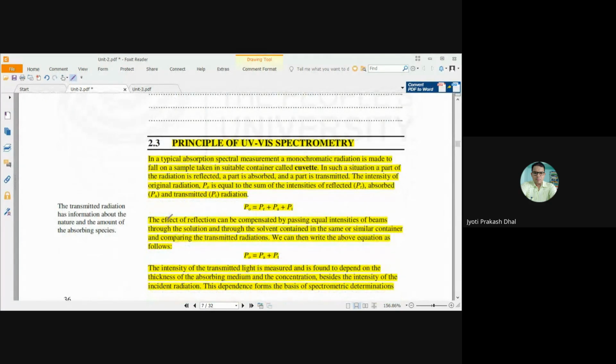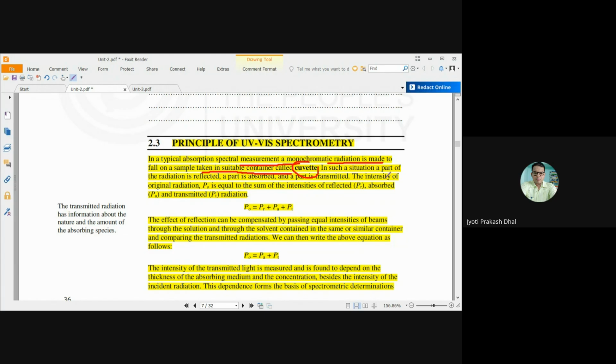Now coming to the principle of UV visible spectrometry. In a typical absorption spectral measurement, a monochromatic radiation is made to fall on the sample taken in a suitable container called a cuvette. That means if you want to record the UV visible spectrum of any sample, you have to put the sample in solution phase inside a suitable container. That container is called a cuvette.